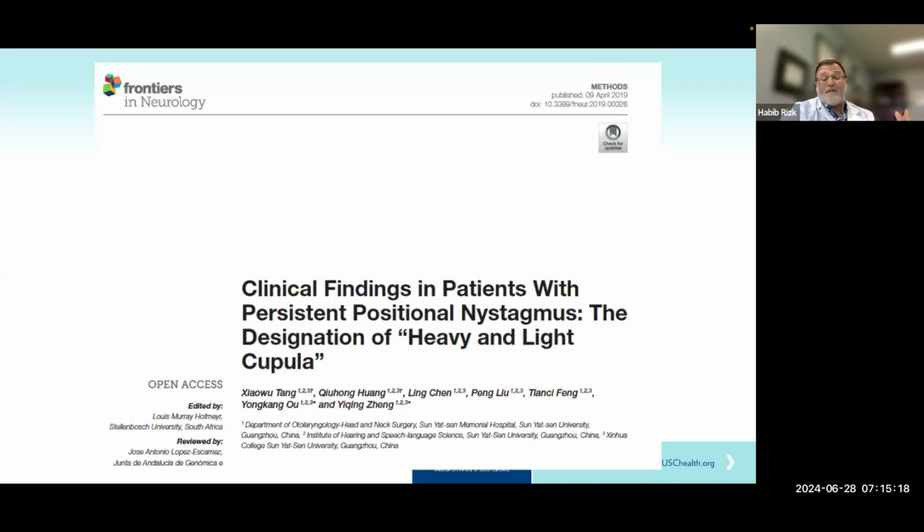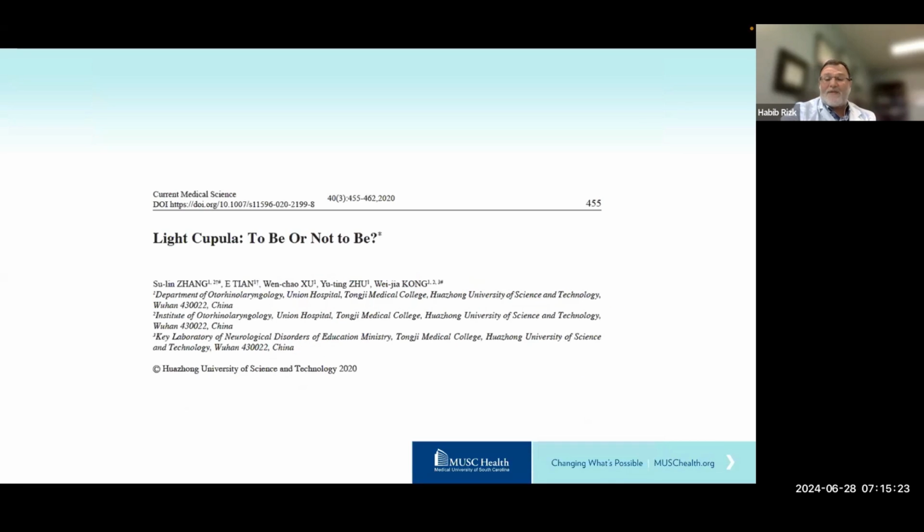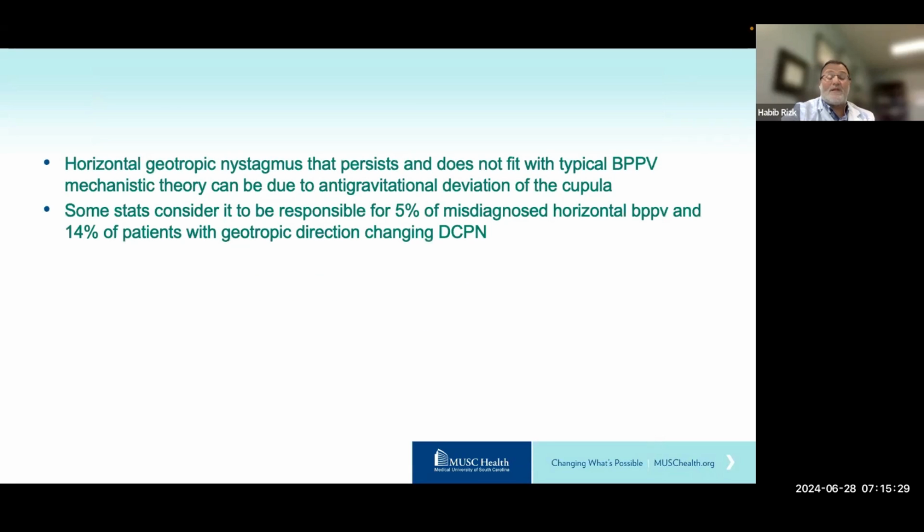So this kind of brings up the question of heavy and light cupula, which are theoretical concepts, but are grounded in our knowledge of what's happening in the peripheral vestibular system and all the knowledge we acquired from the BPPV literature. There's a subset of patients who have horizontal geotropic nystagmus that persists and does not fit with typical BPPV. And we think it is related to the deviation of the cupula due to density changes. Some statistics consider it to be responsible for 5% of misdiagnosed horizontal BPPV, and 14% of patients with direction changing nystagmus could have something other than horizontal canal BPPV.